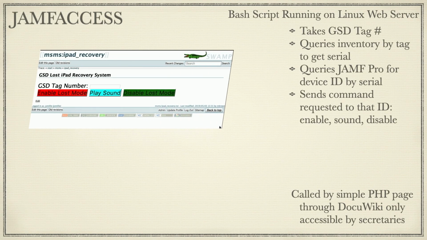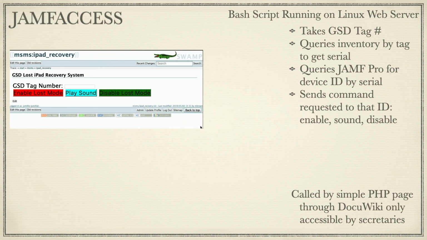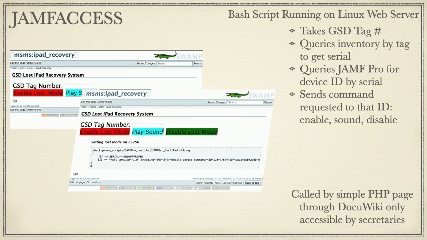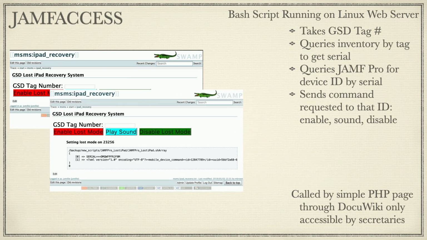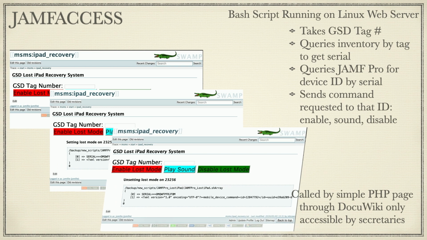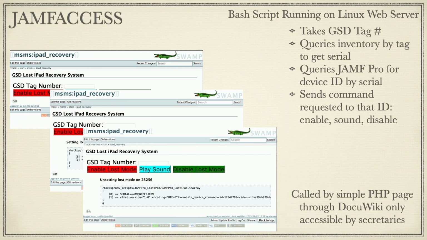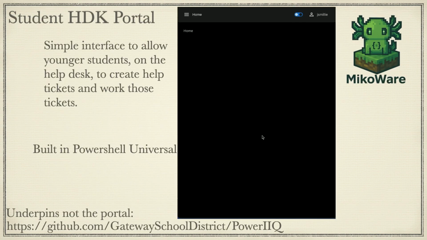Some of our older tools, this goes back to when we were still Jamf customers. This was put together just because our secretaries needed a way to quickly find lost iPads. When we initially went one-to-one, they didn't want to learn Jamf. They didn't want to log into anything. So we wrote this. This just ran out of the DocuWiki. It was simple PHP pointing to a script. It worked. Well, as long as it had to.